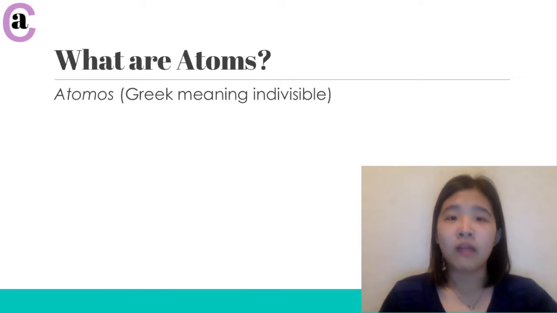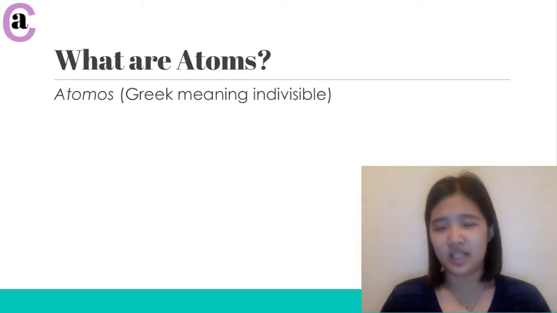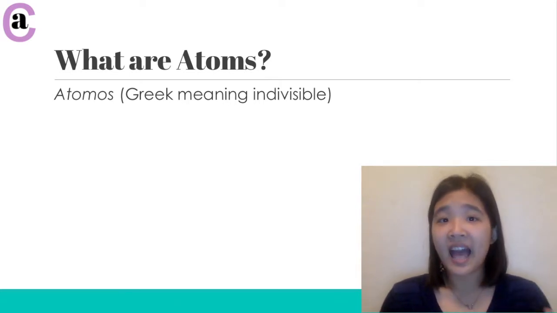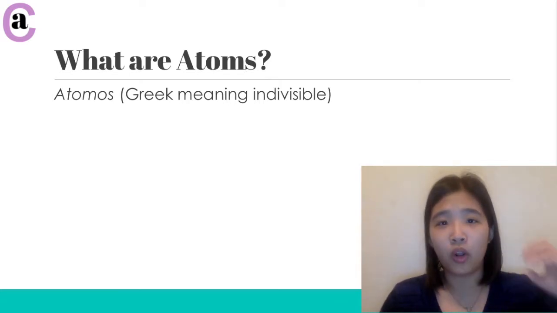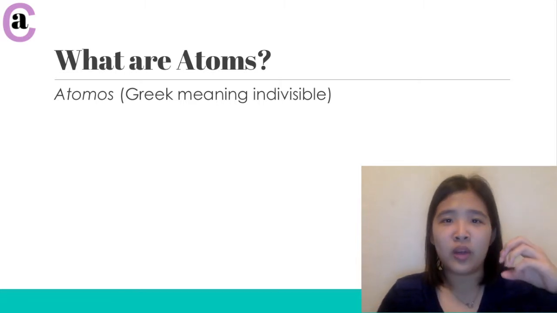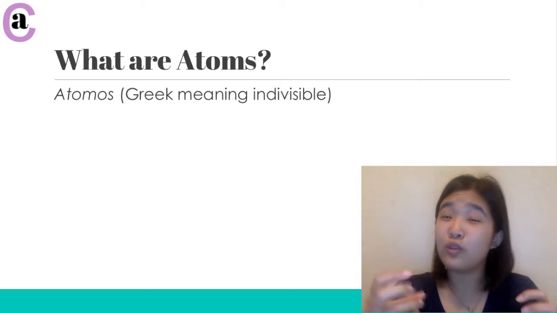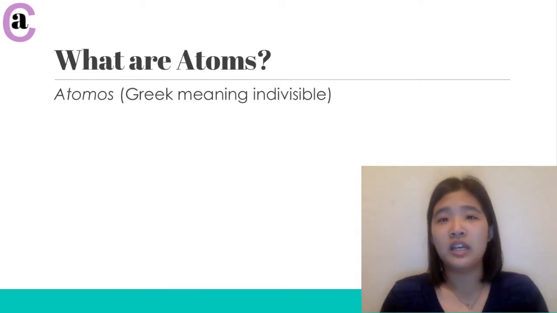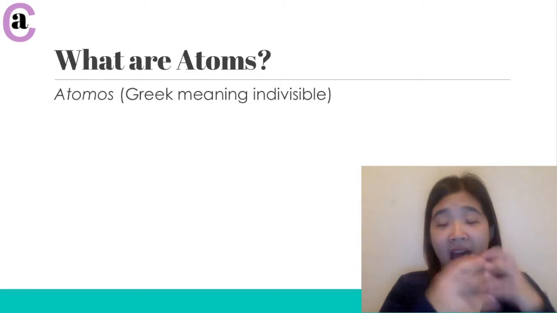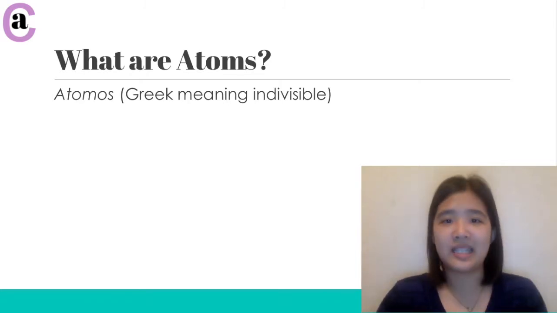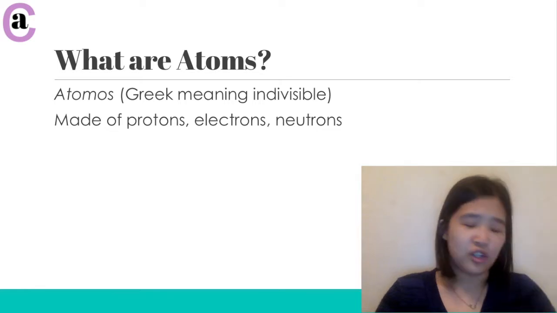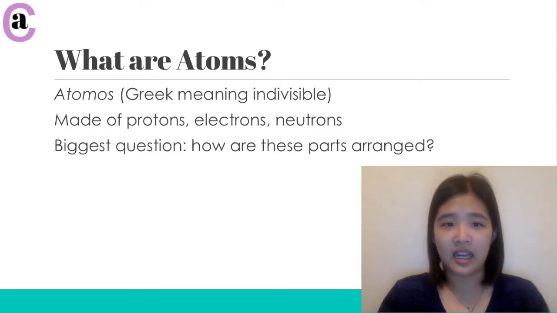Elaborating a little bit more on atoms, what are they? The word atom comes from atomos, which is Greek for indivisible. Even though an atom is made up of different parts, it's actually the smallest indivisible entity. It's made of protons, electrons, and neutrons, but those alone cannot exist out in the world. They have to be together in the atom, the atomic unit, in order to exist in the world.